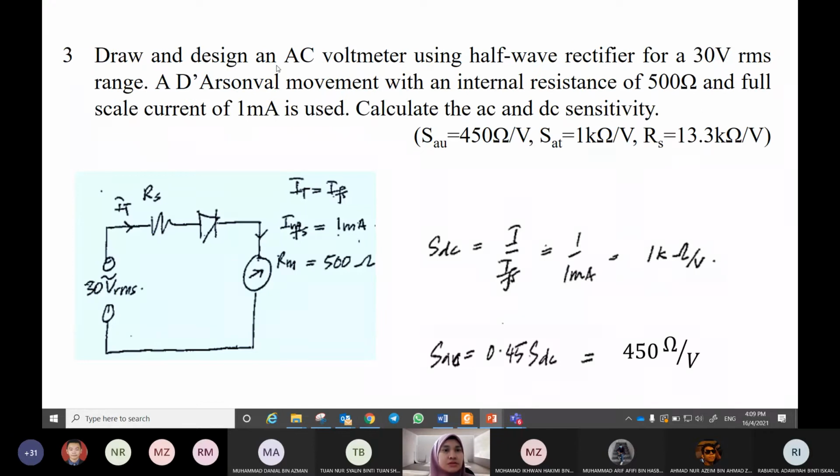Okay, the next question is number 3. Draw and design an AC voltmeter using half-wave rectifier for a 30 volt VRMS range. The ammeter movement with an internal resistance of 500 ohm and full scale current of 1 milliamp is used. Calculate the AC and DC sensitivity. So draw and design. So we draw. This is AC voltmeter. Half-wave rectifier meaning that we put a diode for a 30 VRMS range. So the V range is 30 VRMS.